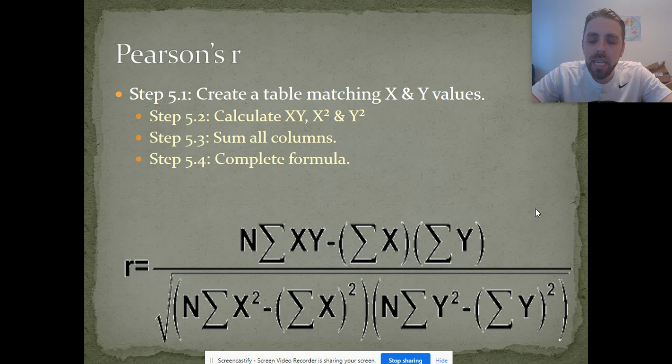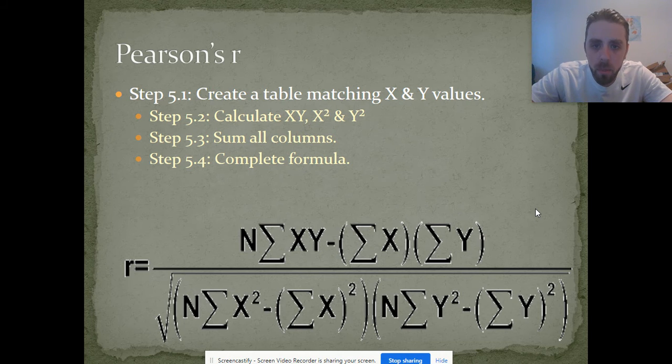So what we did here, remember, is create a table where you have X and Y values listed in the first two columns, and then calculate a column for XY, where X is multiplied by Y, a column for X squared, and a column for Y squared. Then you will want the summation of X, the summation of Y, the summation of XY, the summation of X squared, and the summation of Y squared.